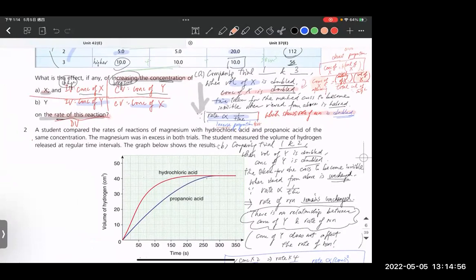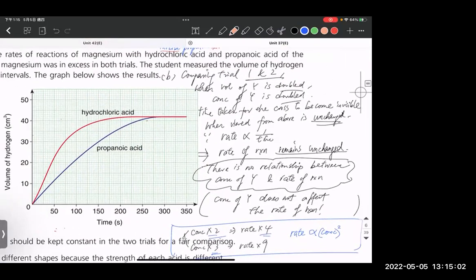No relationship means that no matter how large or how small the concentration of chemical added, the rate of reaction is still the same, still unchanged.